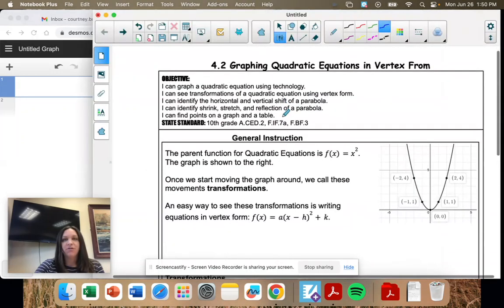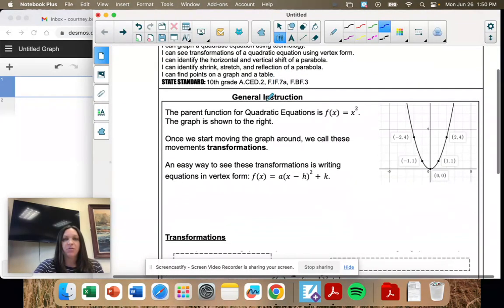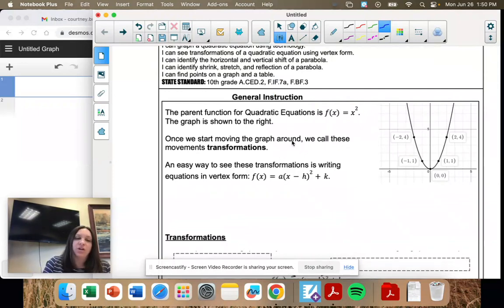Okay, so we are on 4.2. We're in vertex form now. So we're going to start with a quadratic equation, which means there's an x squared. We call just regular x squared our parent function. That's where we always start. It's a parabola. It goes through (0, 0). It's symmetric, just easy. And then we're going to start moving it.